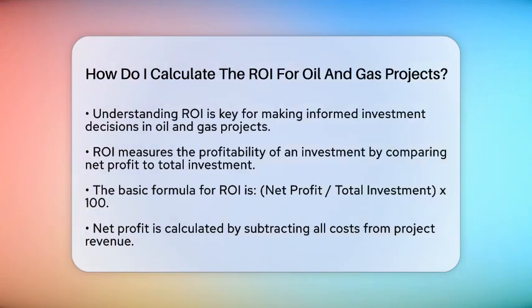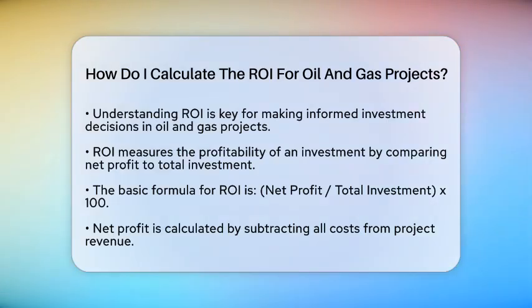Return on investment, or ROI, is a way to measure how profitable an investment is. In the oil and gas sector, it compares the net profit generated from a project to the total amount invested. The basic formula for calculating ROI is straightforward. ROI equals net profit divided by total investment, multiplied by 100.